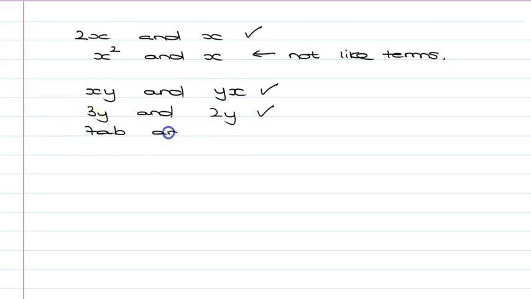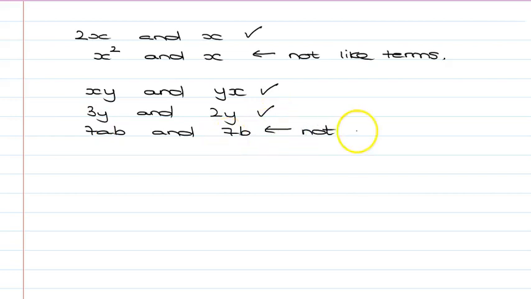7ab and 7b are not like terms because this term here contains an a and a b, with the quantity being 7, and this one just contains b. So they are not like terms.